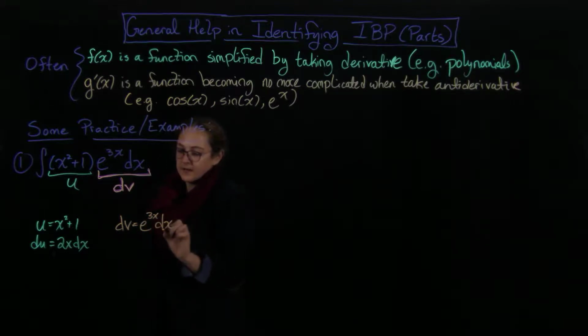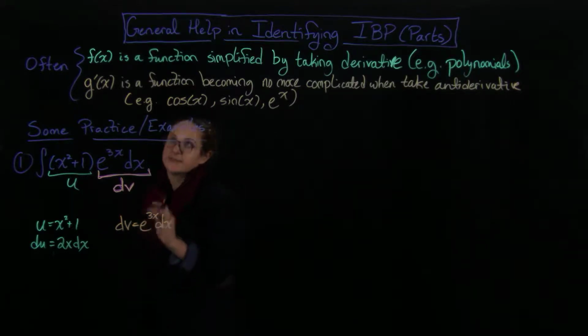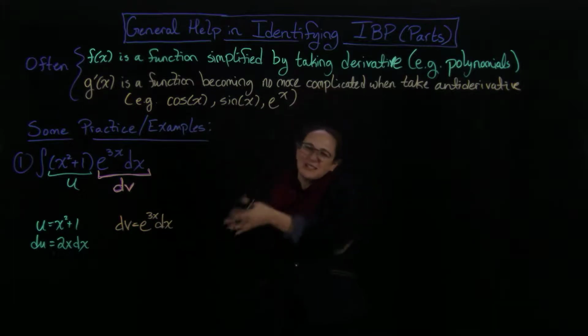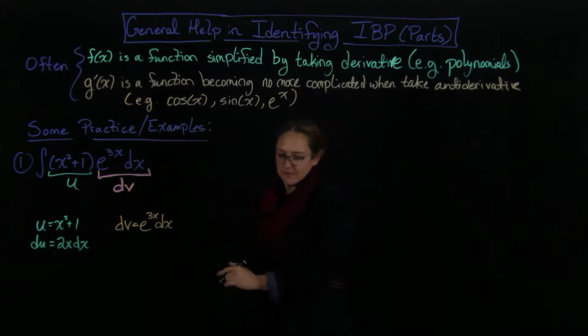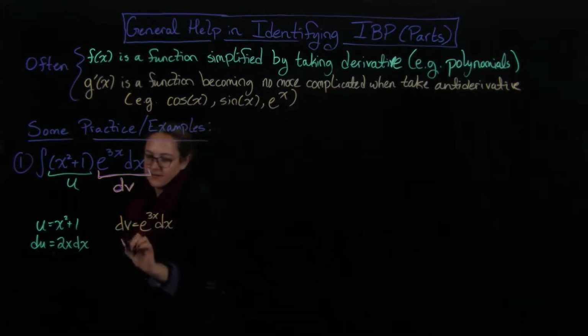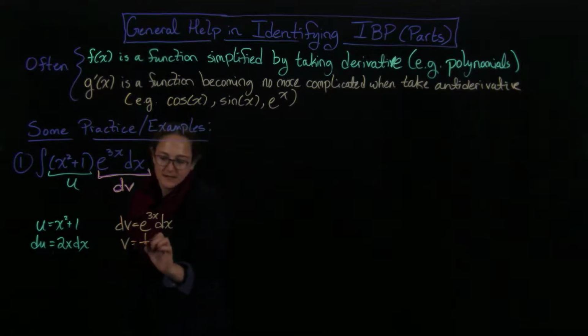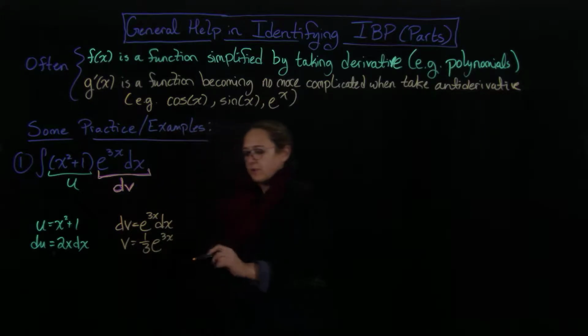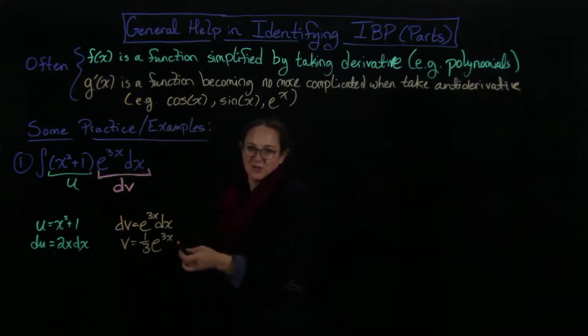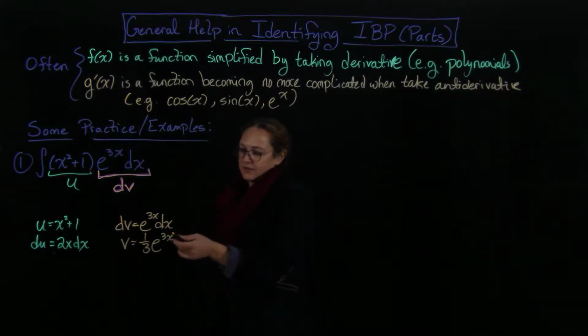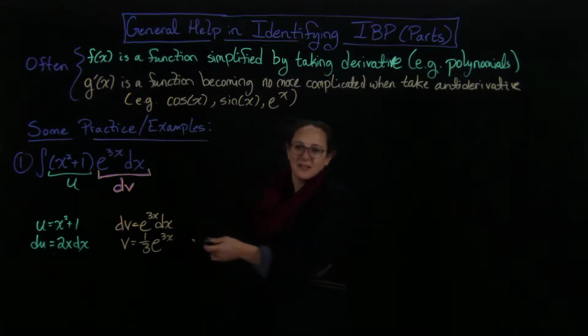I slightly lied when I said that it was like e to the x. But this is close enough. This doesn't really become any more complicated when I take the antiderivative. All that happens is that I need a 1/3 in front. Why do I need a 1/3 in front? Because I'm going to have to apply the chain rule when I take the derivative of the 3x. So I'm going to end up with the 3, and I need that to cancel.